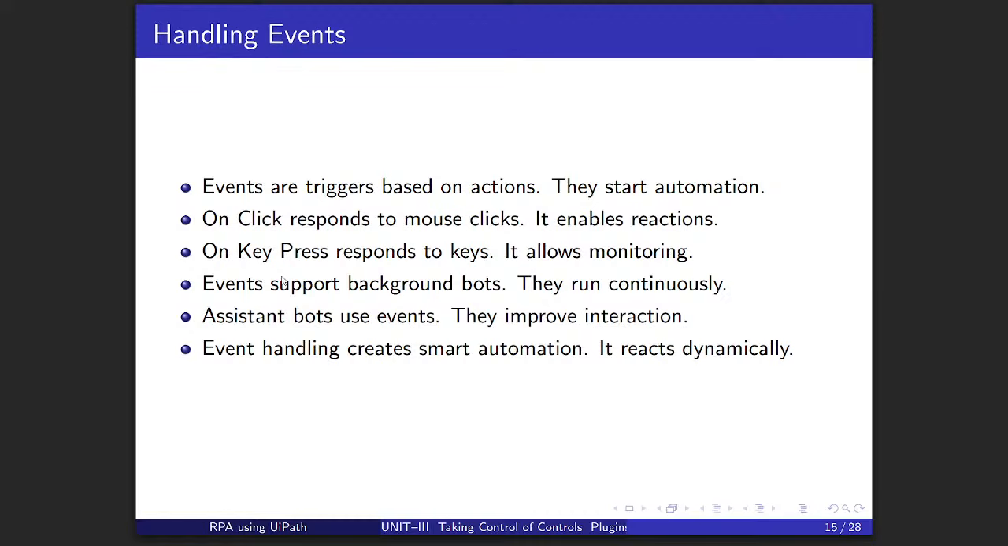For example, when a certain key is pressed, the bot can open an application. When a mouse click happens on a specific element, the bot can collect the information. So this makes bots interactive and intelligent. Instead of only doing a specific task, the bot is doing whatever the human does. It's like Google Assistant responding when you say hey Google. The same way, the bot works in UiPath.